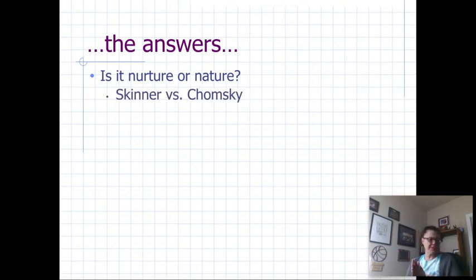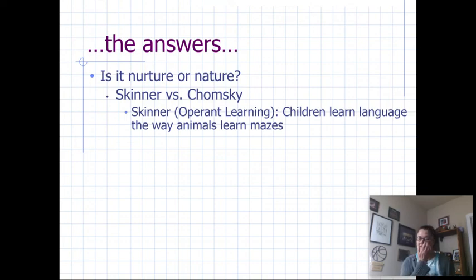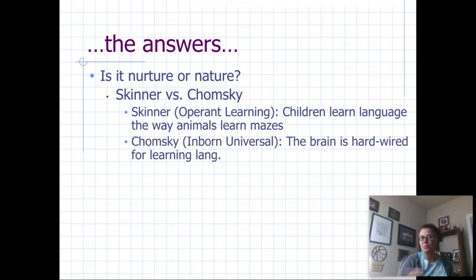Now, this controversy stems back to Skinner versus a guy named Noam Chomsky, who is still alive today. Skinner says that children learning language is about operant conditioning, reinforcing the use of language, reinforcing rules. So if the child says, I sawed the kitty, mom says, no, you saw the kitty. And that reinforcement helps them to learn the rules of language. Chomsky says the brain is hardwired for learning language, that we have some sort of software within our brain that allows us to learn language, that it's not necessarily about reinforcement.